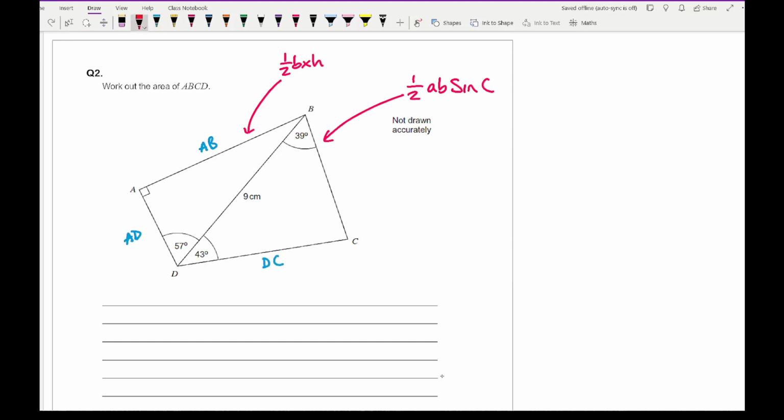So taking the triangle out of ABD, and if I draw that triangle here, I've got this as being 57 and this is being 9.